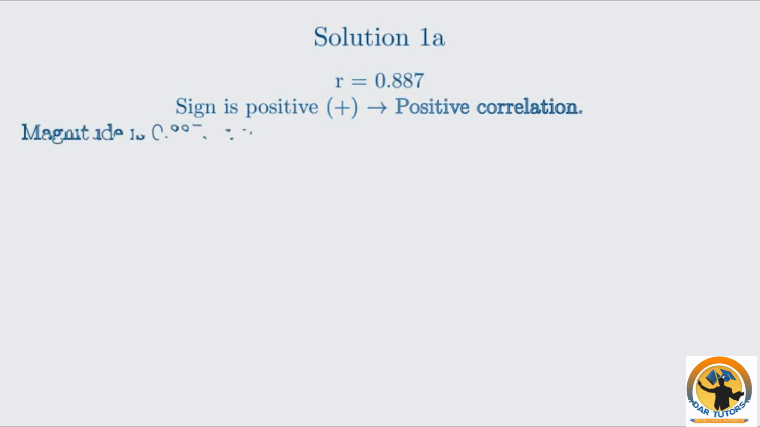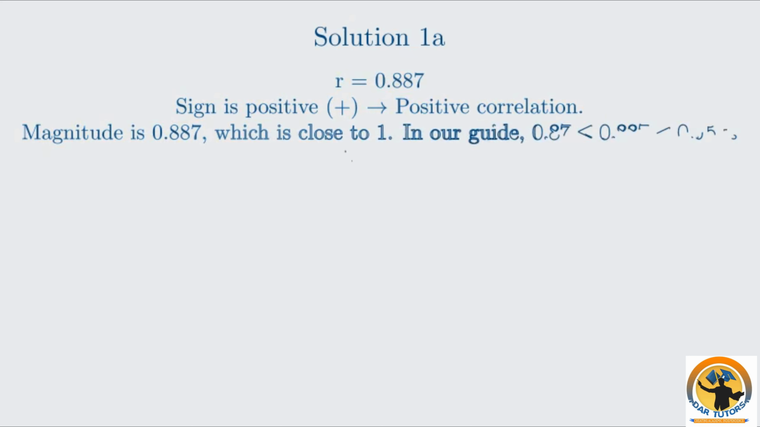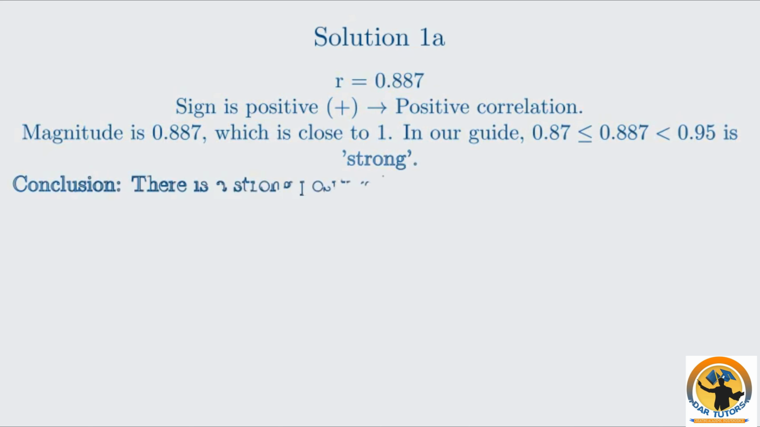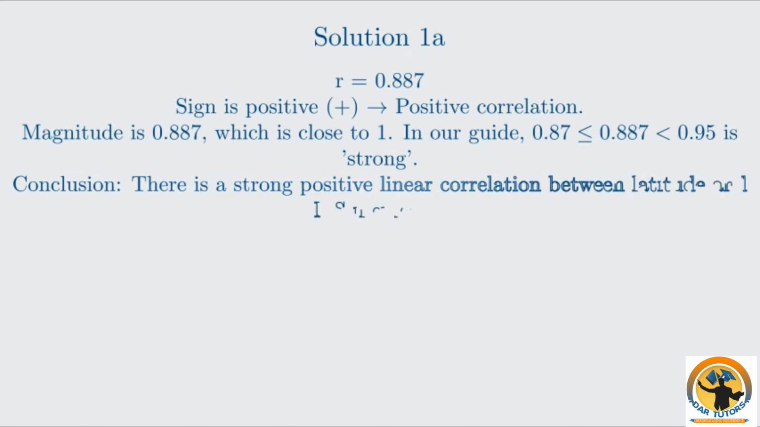For part A, we are given R equals 0.887. This is a positive value, so the direction is positive. The magnitude, 0.887, falls between 0.87 and 0.95, which means the strength is strong. Therefore, we describe the correlation as a strong positive linear correlation.